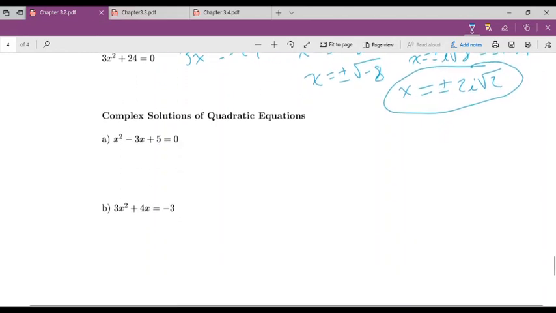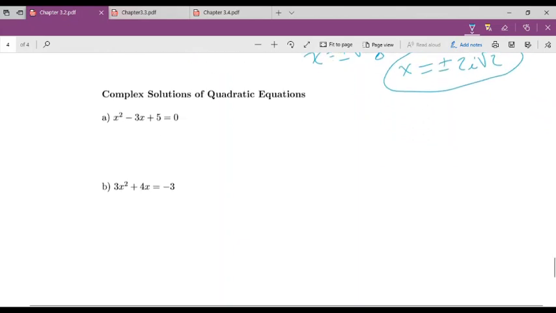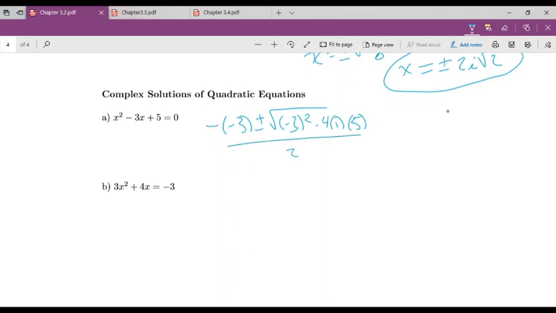Okay, and last but not least, we have two complex solutions of quadratic equations. So what we're going to do here is use the quadratic formula. Okay, negative b plus or minus the square root of b squared minus 4, a here is your 1, c all over 2a. So your a here is 1.